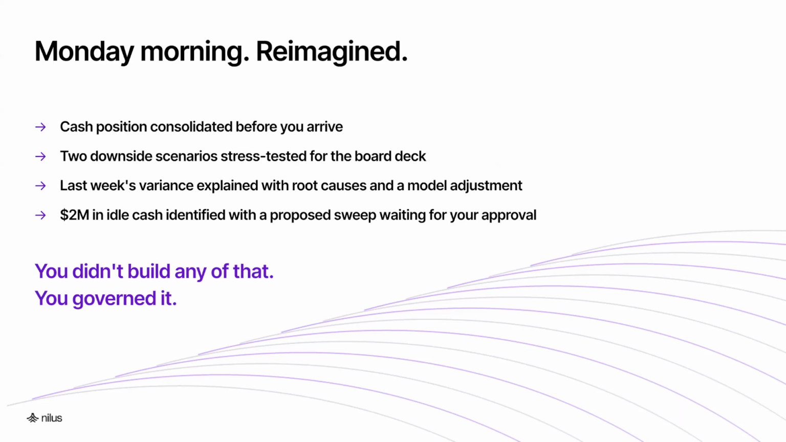Yeah. So let's come back to where we started, right? It's Monday morning, board meeting is Thursday, the PE sponsor wants the 13-week rolling cash forecast by end of day. Now imagine your cash position was consolidated before you even got to your desk. The two downside scenarios were already stress tested for the board deck. Last week's variance was explained with root causes, and the forward forecast is already adjusted. And the $2 million in idle cash was flagged across three different entities with a proposed sweep waiting for your approval. You didn't build any of that, you governed it. That's the shift. That's what agentic means in practice.